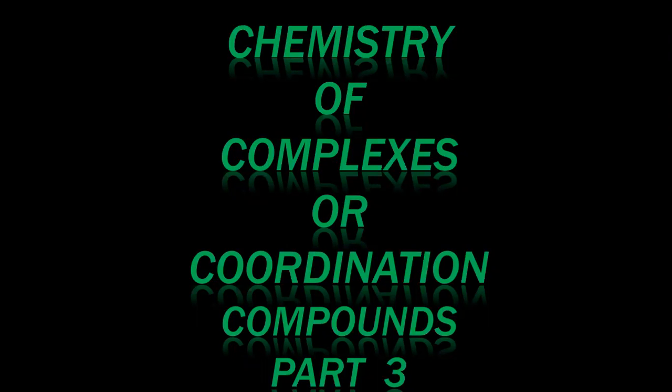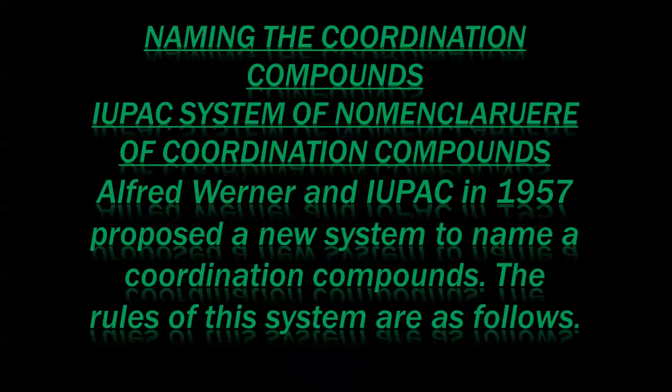Today in part 3rd, we will discuss about how to name a complex compound or a coordination compound. It is a new system designed by Alfred Werner, a Nobel Prize winner, and IUPAC, that is the International Union of Pure and Applied Chemistry. In 1957, this system was proposed to name coordination compounds or complexes, which has few rules which are as follows.